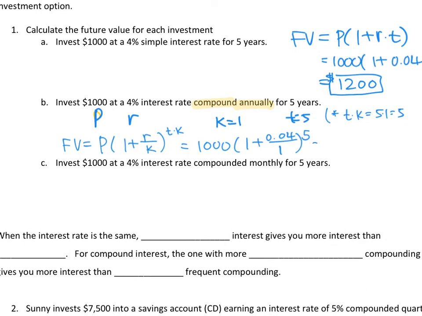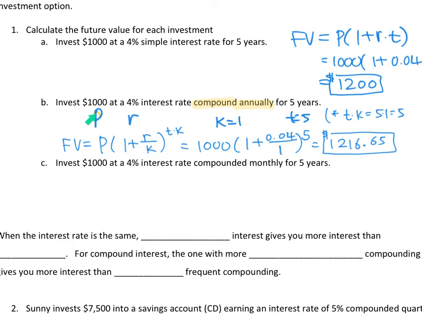All right, so when you calculate this out, I get $1,216.65. So part A and part B are very similar. Part A is simple. Part B is compounded annually, both for 5 years at 4%. As you notice, the answer is somewhat different. For compound, I made a little bit of extra money, right? So I noticed that this one gives you slightly more money.